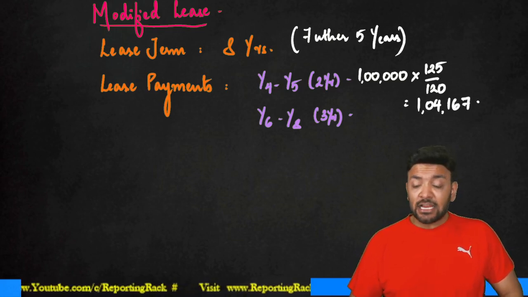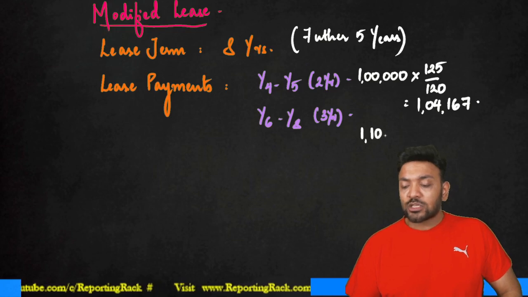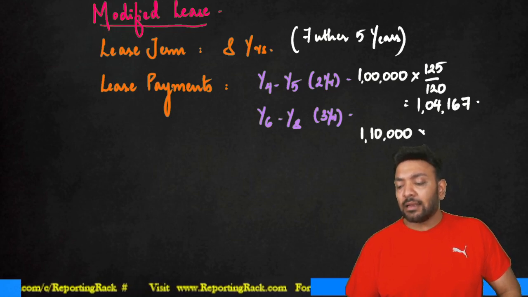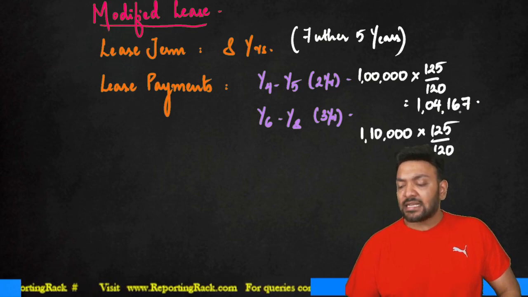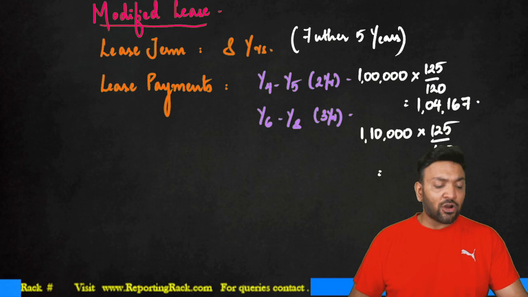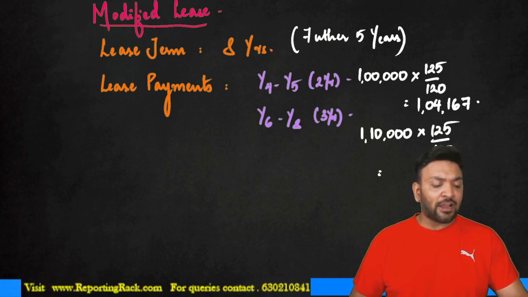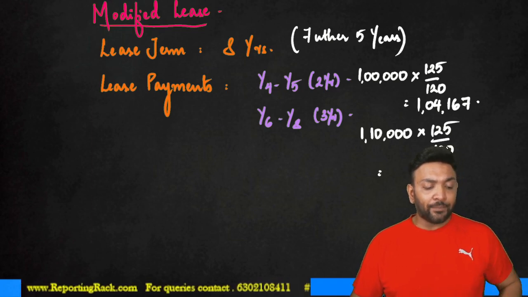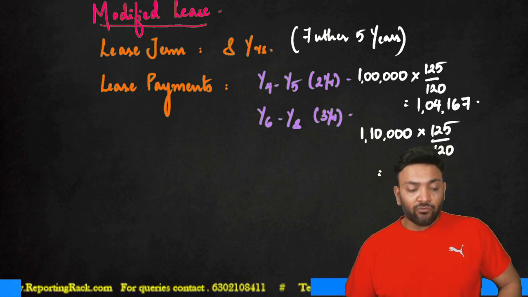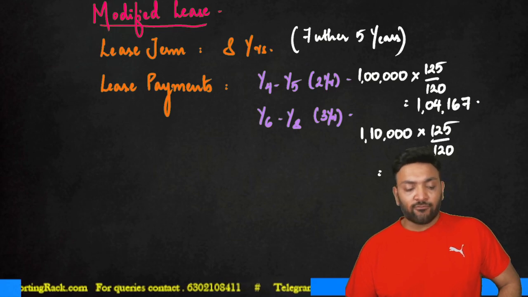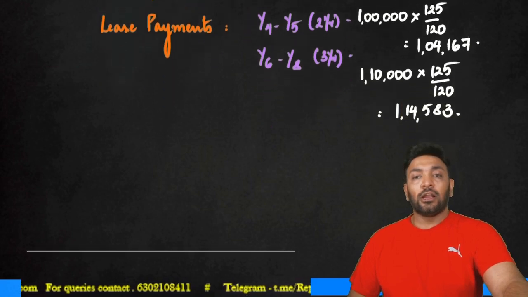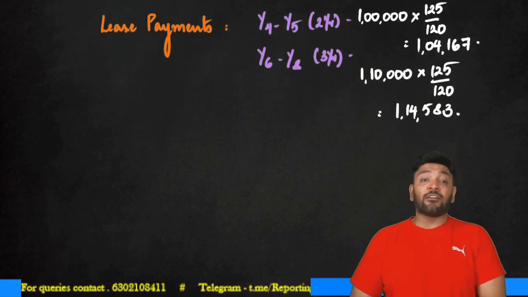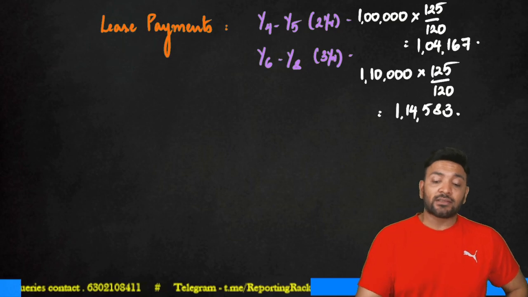While for the next 3 years on the renewal term, it was 1,10,000 assessed at the commencement of lease. It should also increase with the consumer price index. Therefore, this amount shall be 1,10,000 into 125 by 120, 1,14,583. 1,14,583 would have been my lease payments.